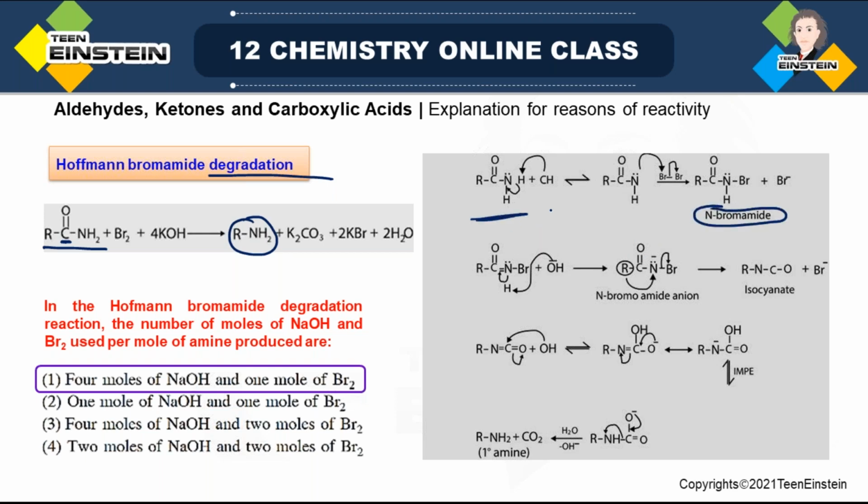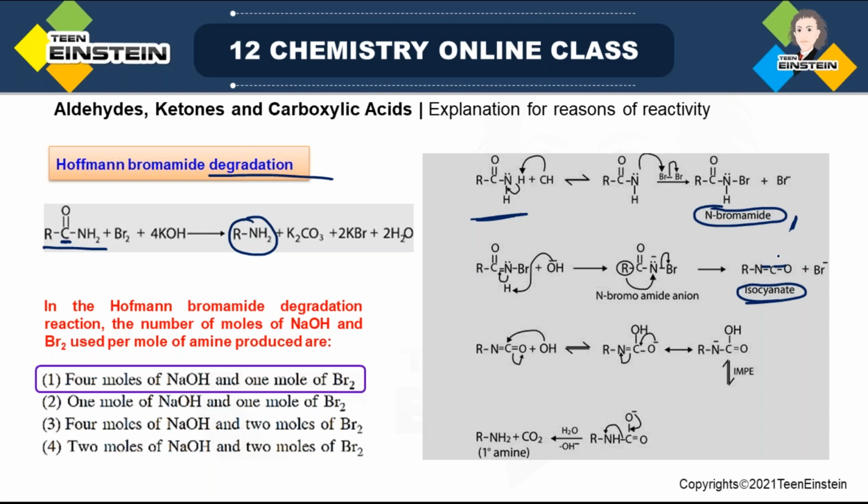So if this is the starting position, this is one intermediate, which is N-bromamide, RCONHBr. Another intermediate is isocyanate. These will be produced in the medium. Now why am I saying so? Suppose you get a question where the starting material is not RCONH2 but N-bromamide. In that case also you can get the product. This is also Hoffmann bromamide. So that is why remembering the intermediates is important.